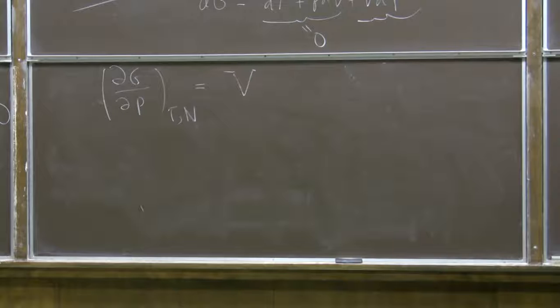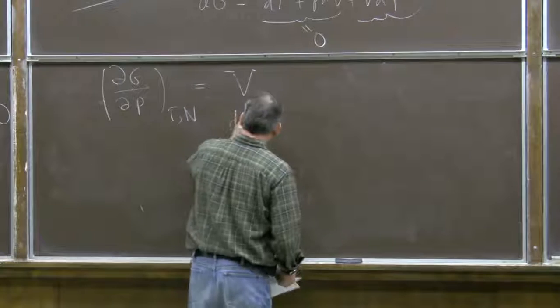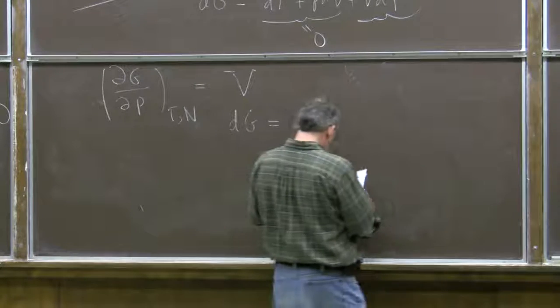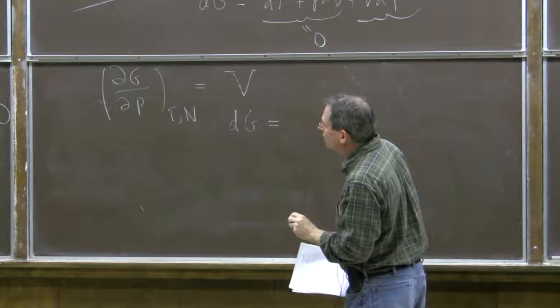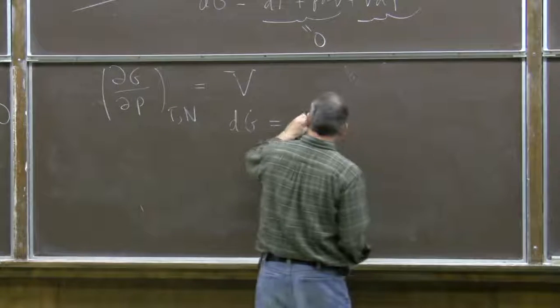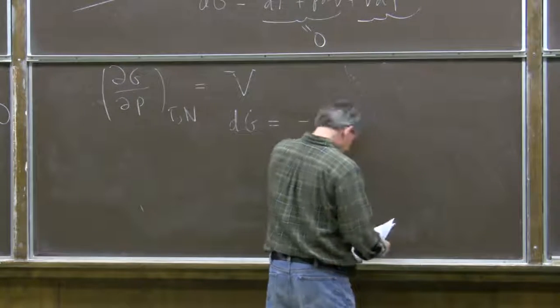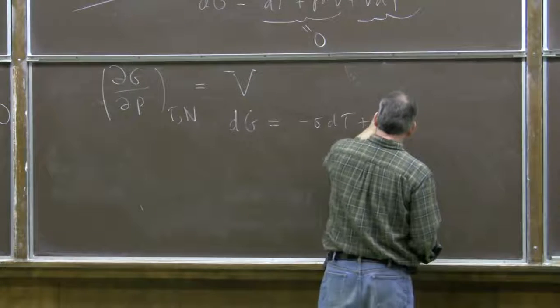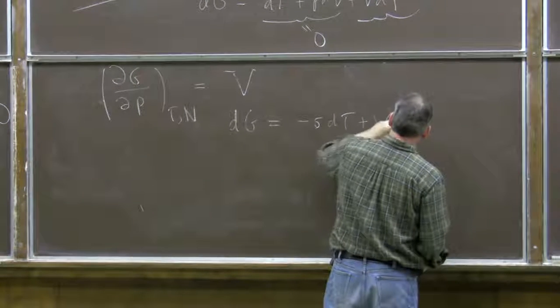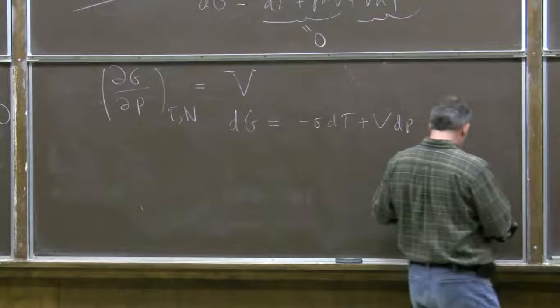So I can write down another thermodynamic identity describing the first order change in the Gibbs free energy, where now I'm considering the independent variables to be temperature, pressure, and number of particles. Namely, dG is equal to minus sigma d tau plus V dP, and then plus mu dN.